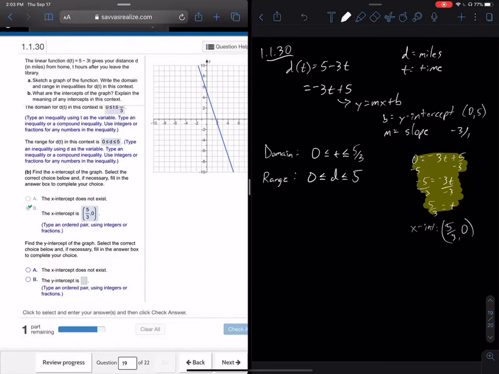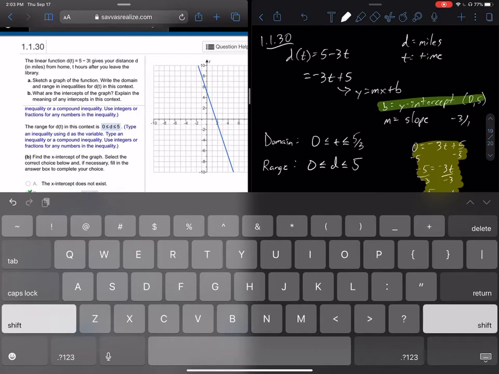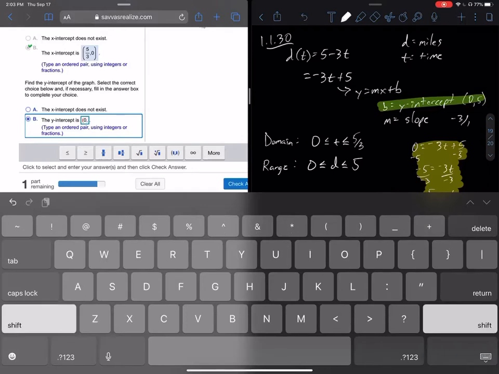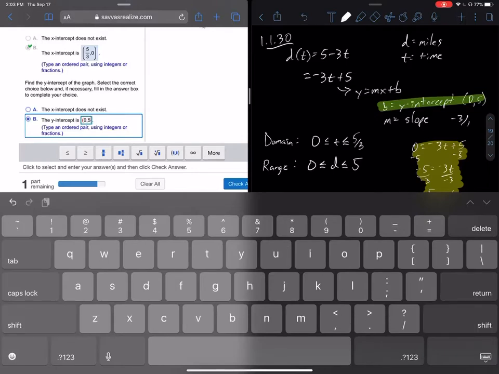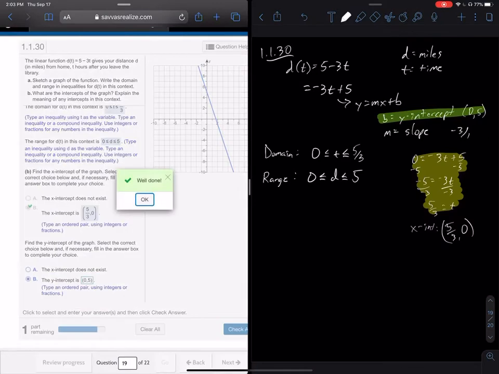All right. And then find the y-intercept of the graph, select the correct choice. The y-intercept is a lot easier. We already talked about that again. My y-intercept is this one up here when we rearranged our formula. So my y-intercept as a coordinate point would be x value of 0, y value of 5, close our parentheses, and check our answer. Okay.